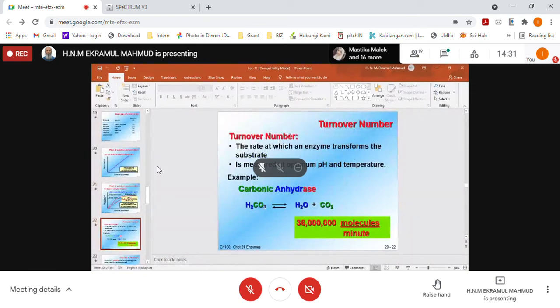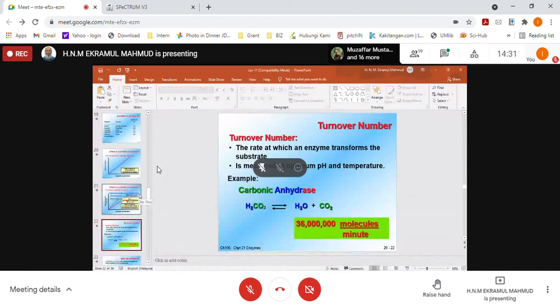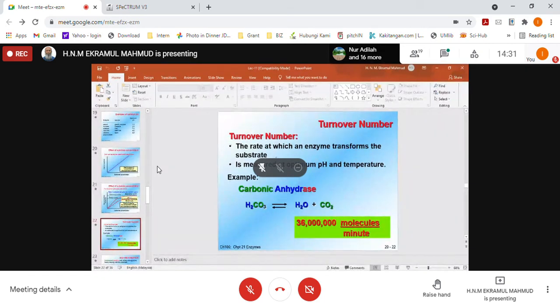All right, besides that, if we increase the concentration of the catalyst or enzyme, it will also have the effect of increasing the rate. A turnover number is used for this enzymatic reaction, where the enzyme is working as a catalyst. The rate at which an enzyme transforms the substrate is known as the turnover number. It is measured at the optimum pH and optimum temperature. At optimum pH, the highest activity of this catalyst is observed. At optimum temperature, the highest activity of this catalyst is observed.